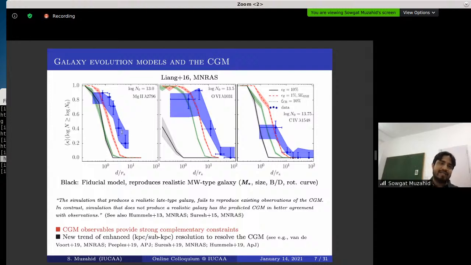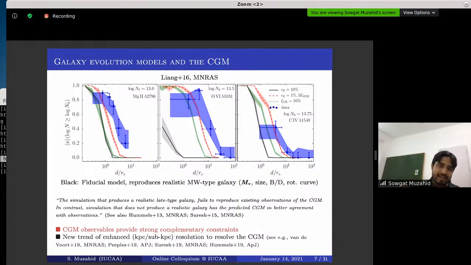So that's the y-axis. And here the blue band is the observation from the literature. And the different curves are simulation predictions. That's what they did in this paper. They compare their simulation to observation, and their fiducial model is represented by this black line, right? It can reproduce realistic Milky Way type galaxies with all those properties, right? For example, stellar mass, bulge to disk ratio, rotation curve, etc.